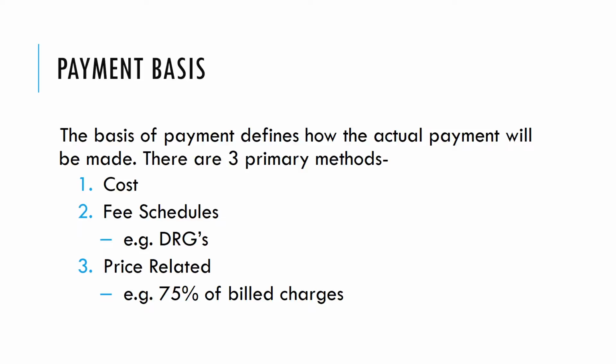So the cost refers to what it costs the organization to provide this service. The fee schedule relates back to the list of DRGs associated with what's being provided and what the fees are that they can charge for that. And then the price related goes back to what the insurance company is willing to pay the provider based on the billable charges.